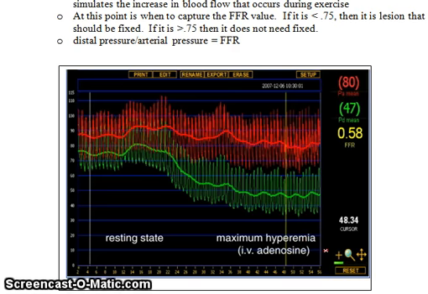There's also a video that shows this procedure being done in the cath lab. It's pretty good. I'm going to share a link to that as well.